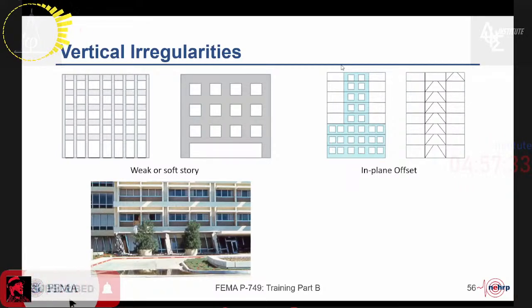Another type of important vertical irregularity is an in-plane offset of the seismic force resisting system. The diagram in the middle left there shows a shear wall that tapers as it goes up in elevation. That's one type of in-plane offset. Another type, shown on the diagram in the extreme right, is a braced frame structure where the bay of bracing jumps from one area of the structure to another as you go up the structure.